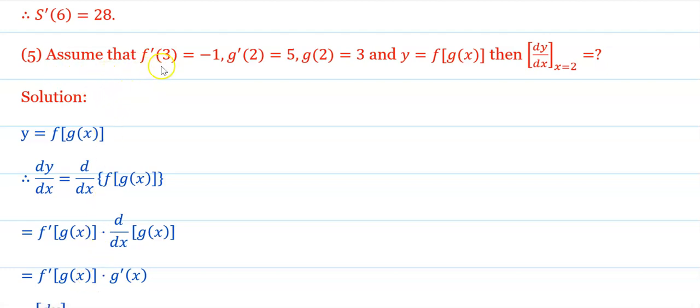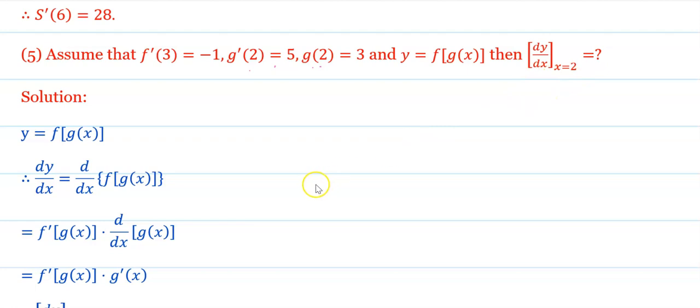Assume that f dash of 3 is minus 1, g dash of 2 is 5, g of 2 is 3, and y is equal to f of g of x. Then find dy by dx at x equals 2.